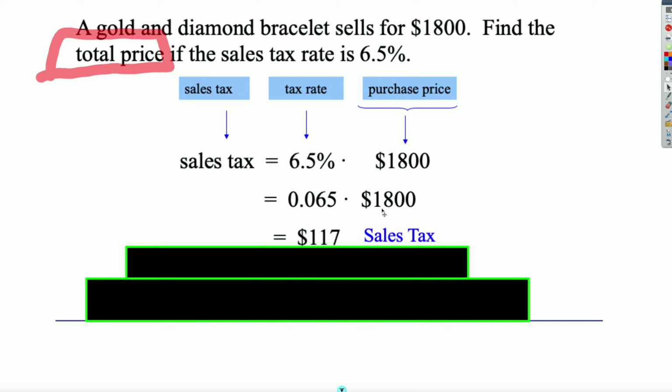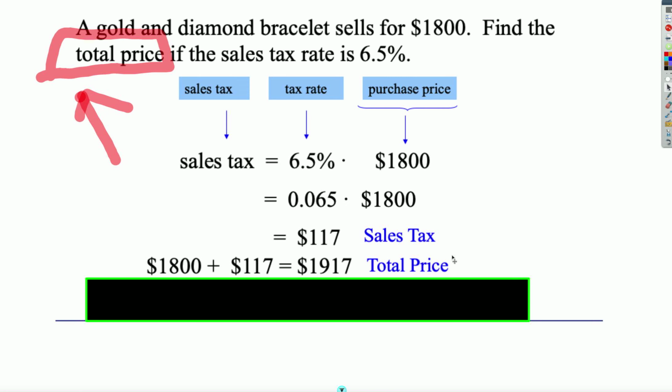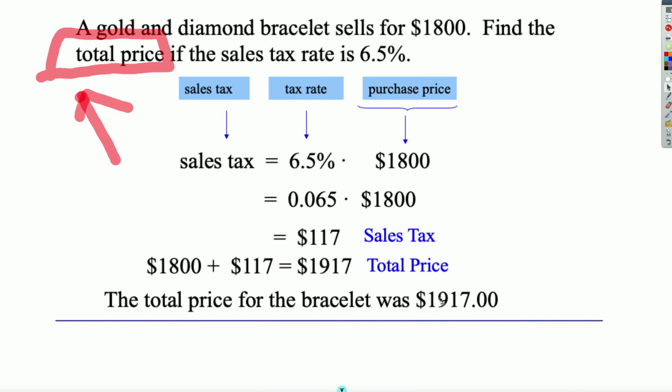So here's where you might be tempted to type your answer and move on. But I was asked for the total price. So I need to add that 117 to the price of the bracelet. So my total price will be $1,917. I'm going to do my tax rate times the price, being really careful to change your percent into a decimal, and then I'm going to add that to the original.